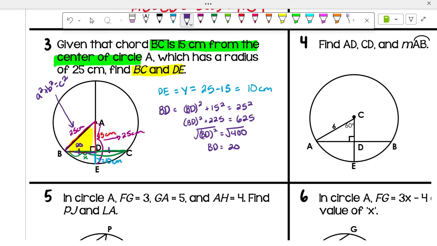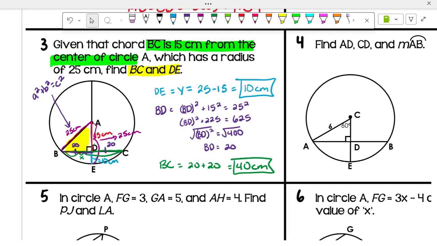So if that little piece is 20, what's the length of DC? Also 20. Thus, what's the length of BC? 40. BC, you would do 20 plus 20, which is 40 centimeters. So there's your two answers. All right, let's look at number 4.